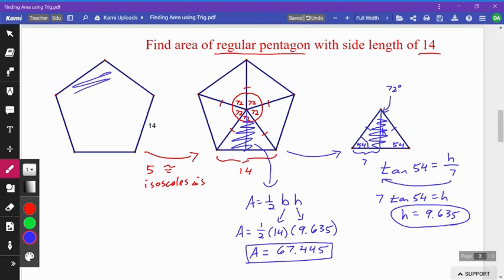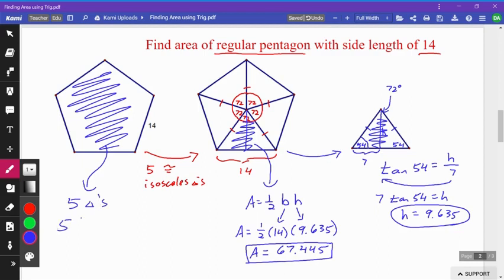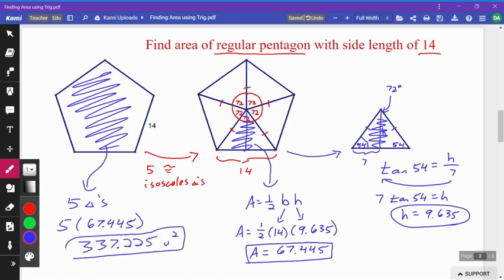the area of this entire pentagon, which is 5 triangles. So it is 5 times 67.445, which is going to be 337.225 units squared. So remember, I need to find the area of one of these isosceles triangles, and there are 5 triangles throughout the entire pentagon. So it's just using trig in order to find my missing pieces in order to get the final area.